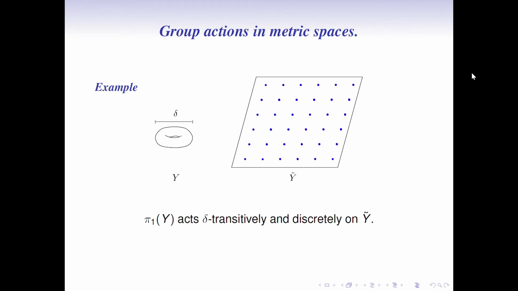The example I always keep in mind is the following. I start with a Riemannian manifold Y of diameter delta, and Y twiddle its universal cover. Then the fundamental group of Y acts delta-transitively and discretely on Y twiddle.